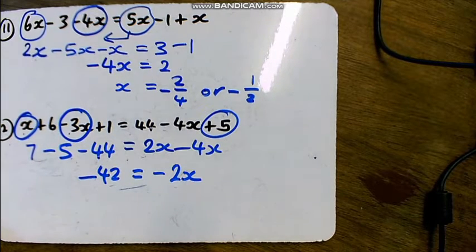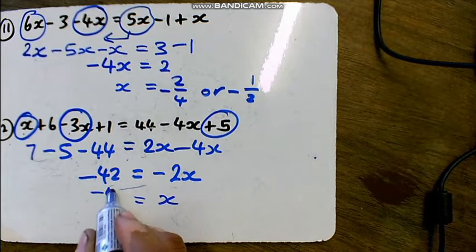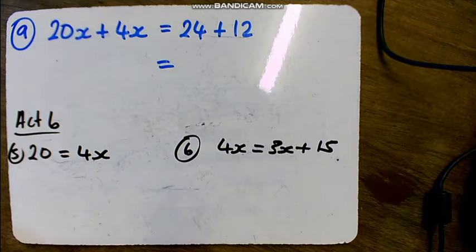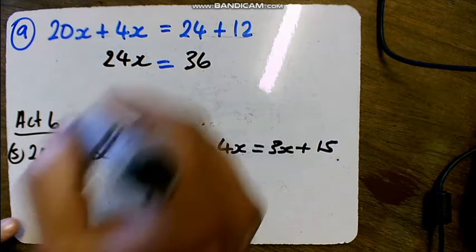Divide both sides by minus 2. So we'll divide both sides by minus 2. We got minus 42 divided by minus 2. Alright, class, is that good? 20 plus 4. What will we get? 24x. Add up the numbers on the right hand side. How much will you get? 36 on the right hand side. Divide both sides by 24.